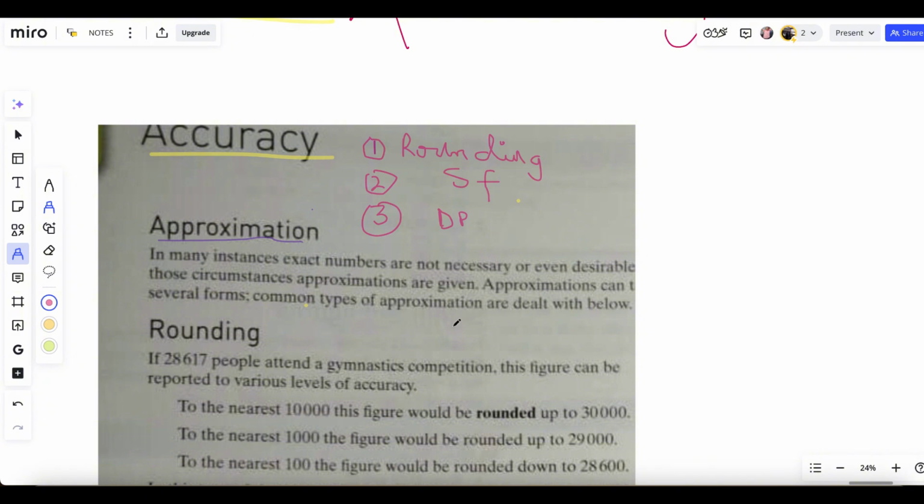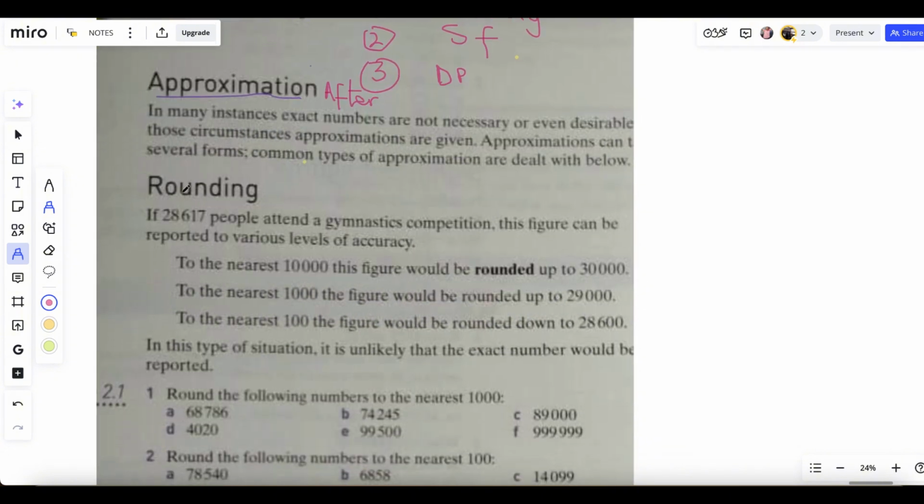So approximation is the arithmetic we do by taking a number to the nearest number we want it to be, or nearest whole number, after we've done our calculation. So remember, approximation is after your calculation. Estimation is before your calculation. Now let's quickly move on to the first method, which is rounding.